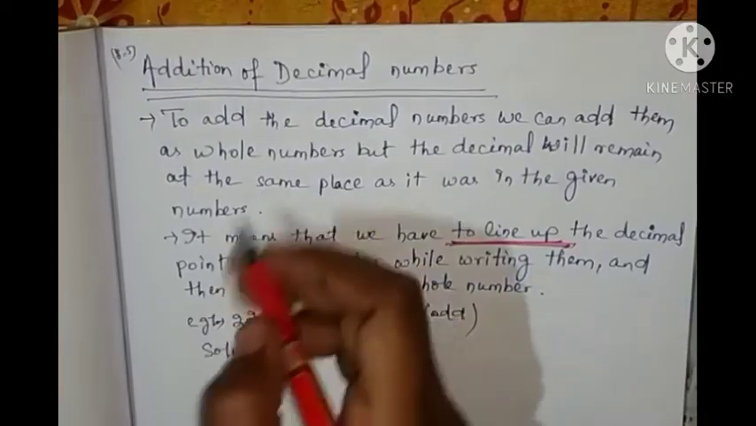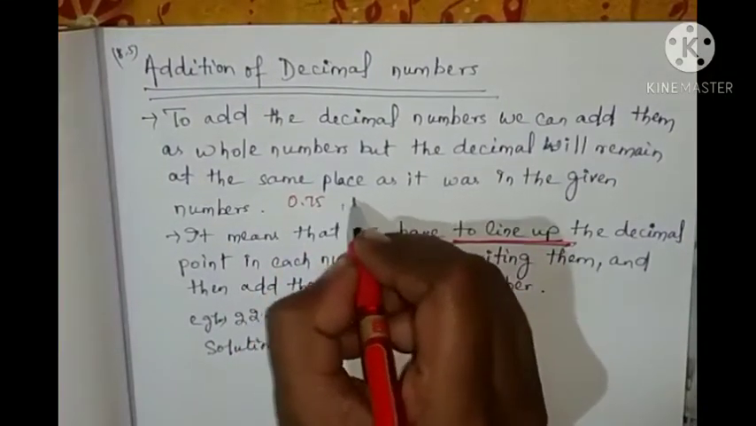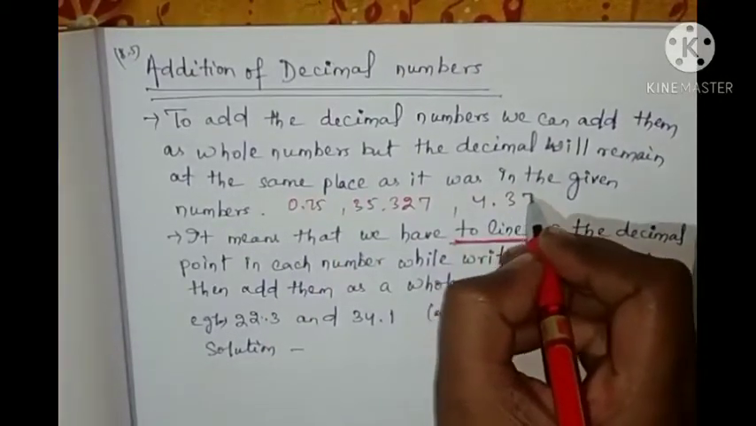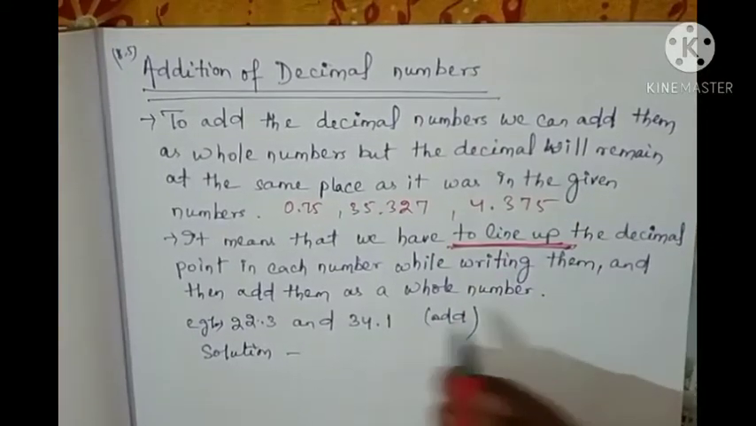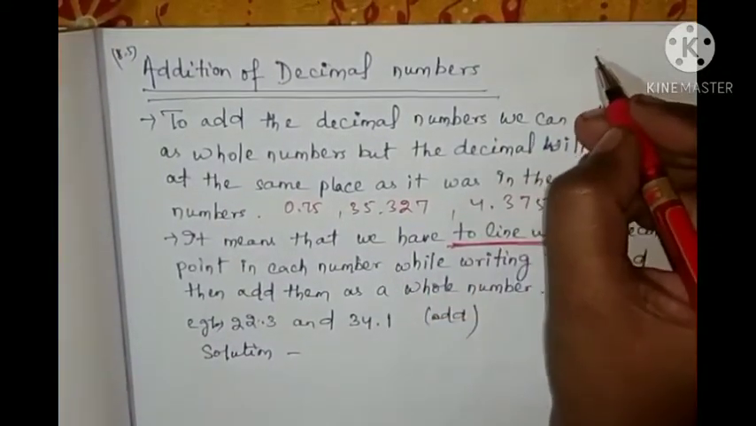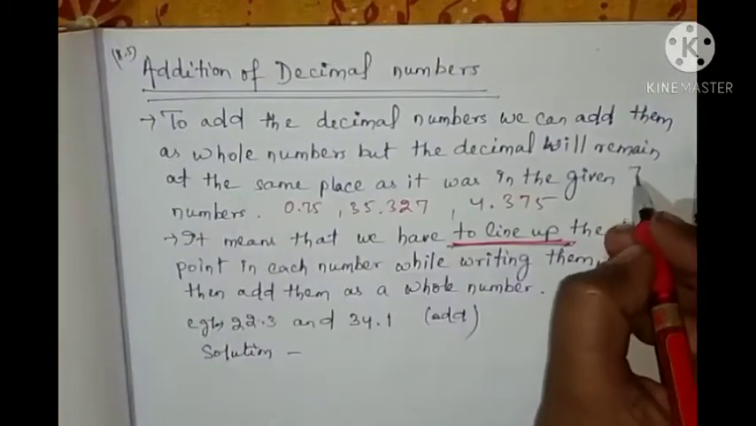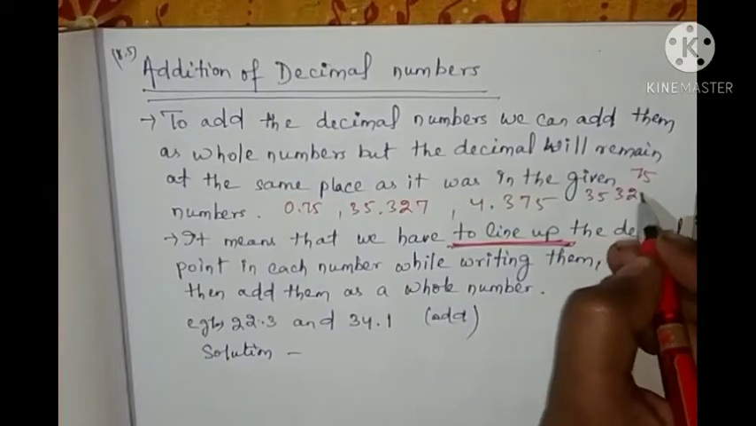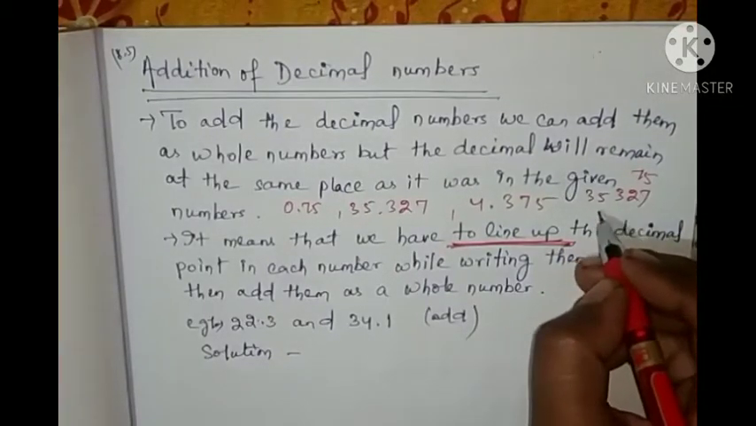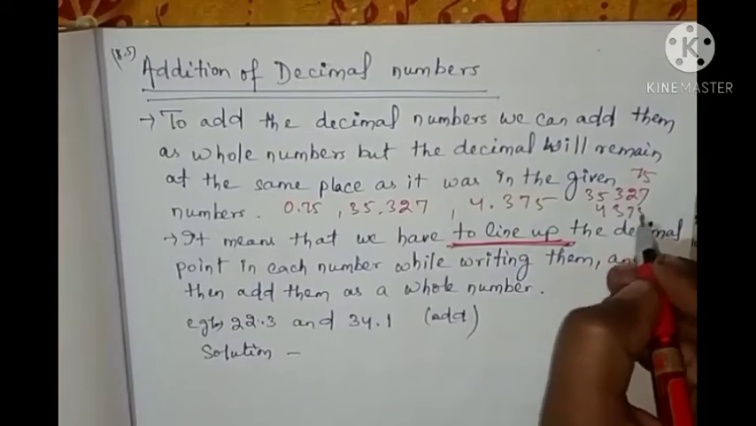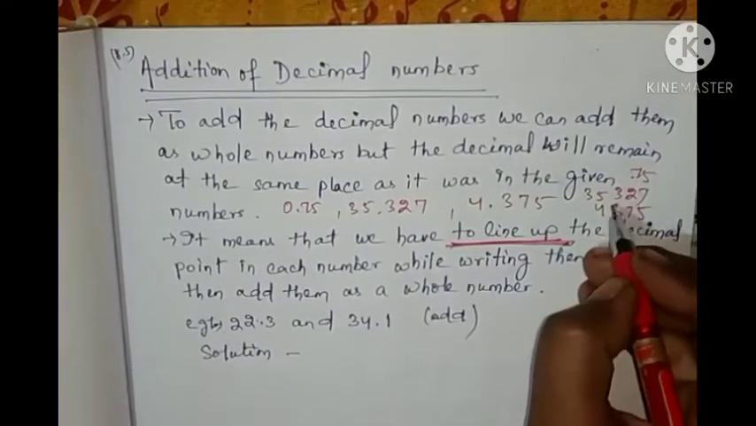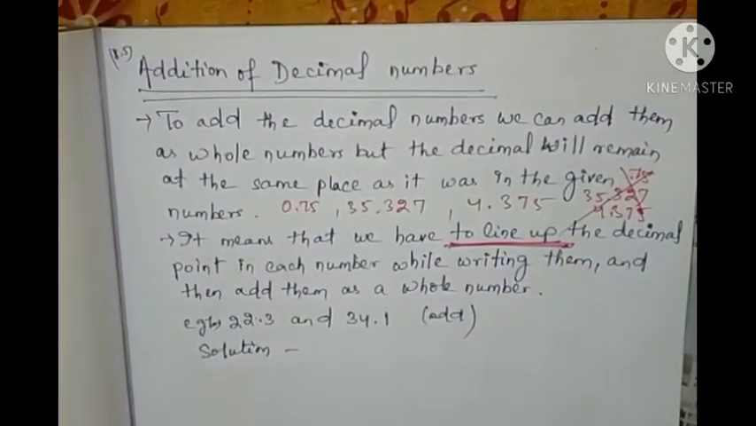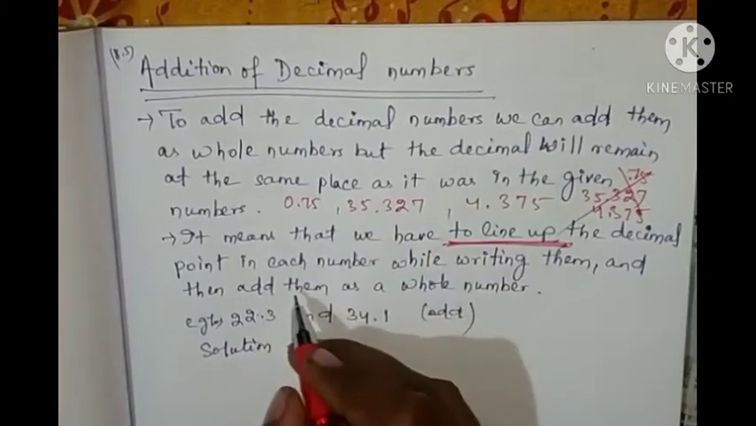For example, if given 0.75, 35.327 and 4.375, what we used to do was write them like 75, then 35327, then 4375. But we cannot write like this in decimals. What we will do is line up the decimal point in a single line.